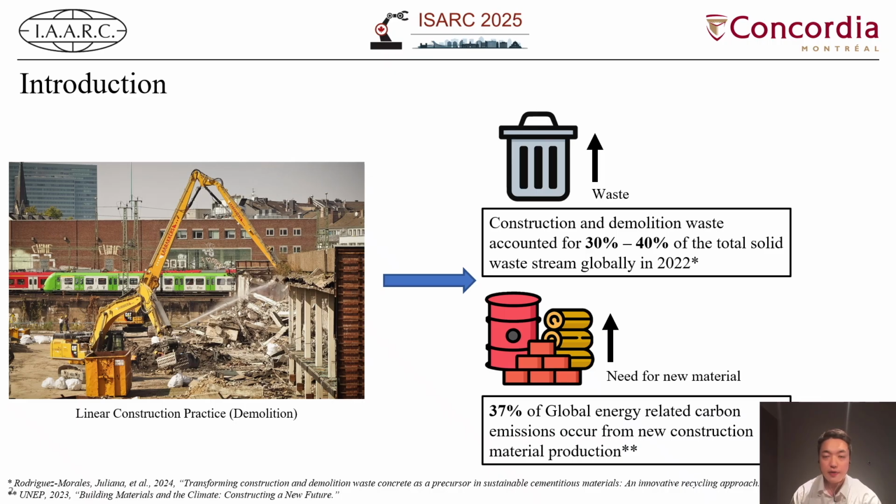This becomes a critical factor in climate change, as you can see in the statistics, where construction and demolition waste accounts for about 30 to 40% of the total solid waste stream. That's around 2.2 billion tons of waste every year. And also, 37% of global energy-related carbon emissions come from producing new construction materials.